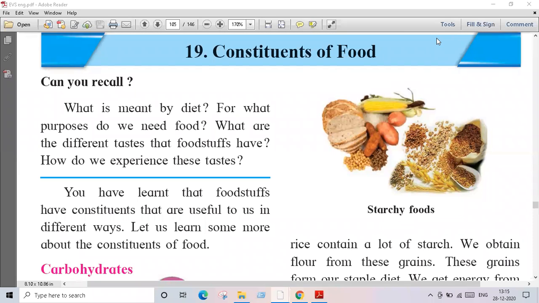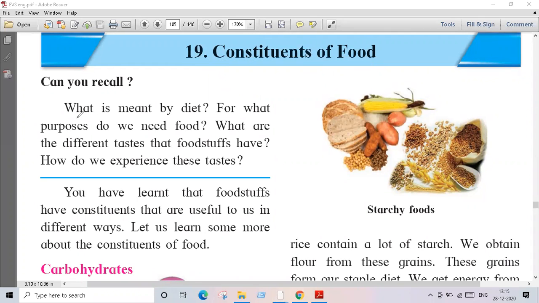Next lesson we are going to start, and the name of the lesson is Constituents of Food. What are the constituents present in the food? Getting, guys? आपण जे काही अन्न खातो त्याच्यामध्ये कोणकोणते घटक असतात, which are the constituents present in the food.